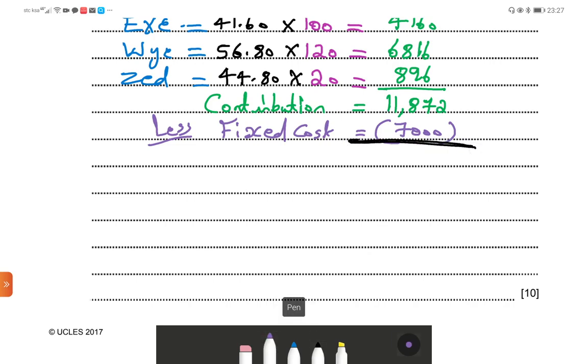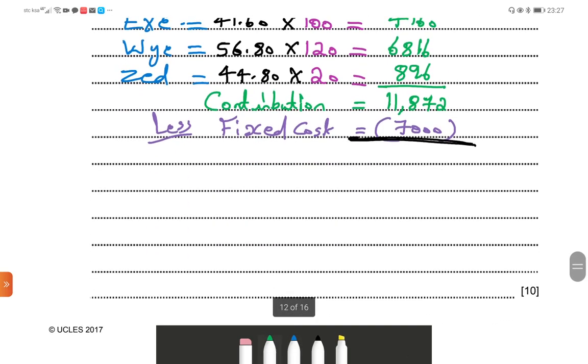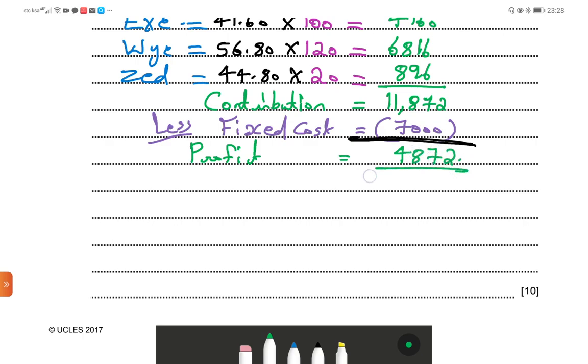So the profit is equal to 4,872. This is the profit with the limiting factor of machine hours. Hope you are clear. We can move to the next part.